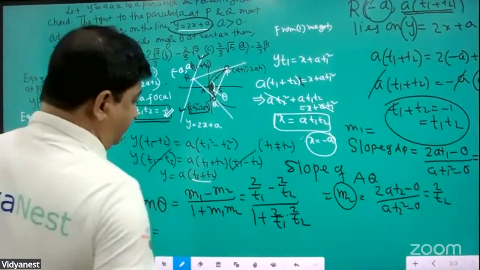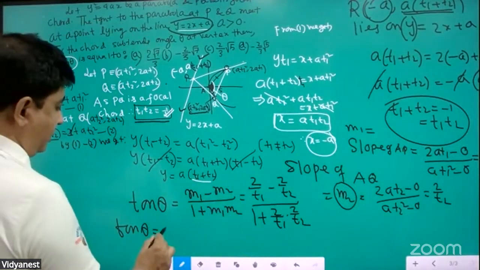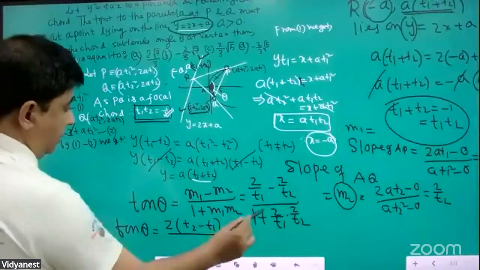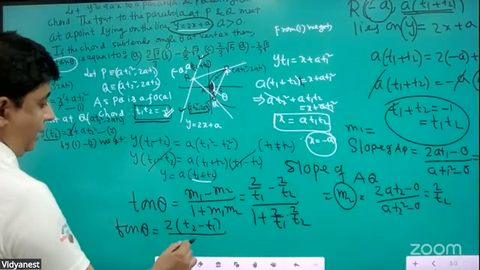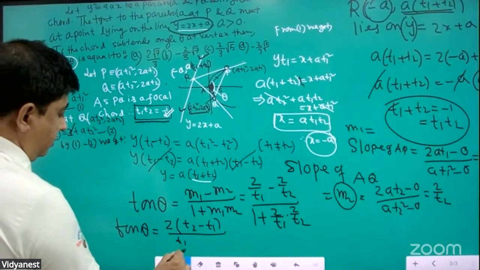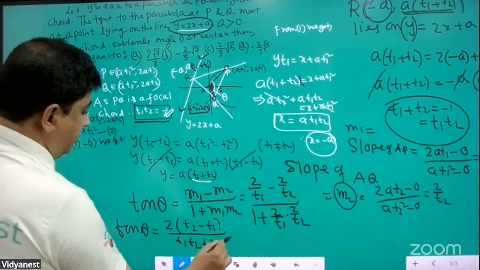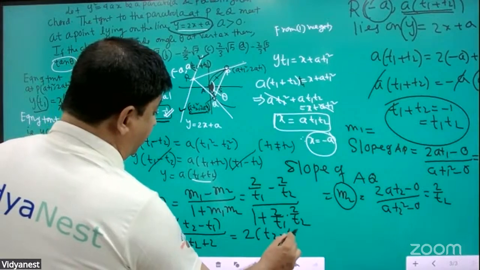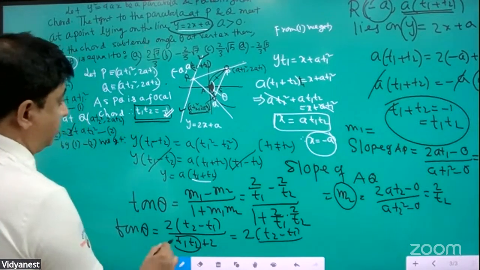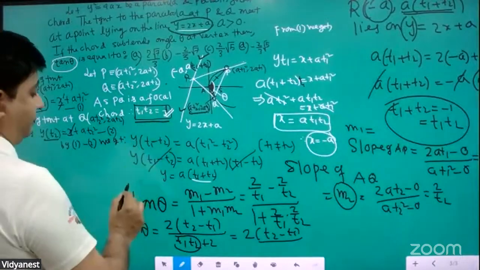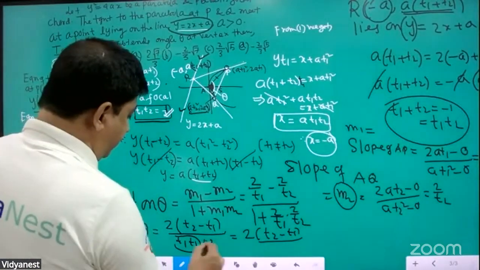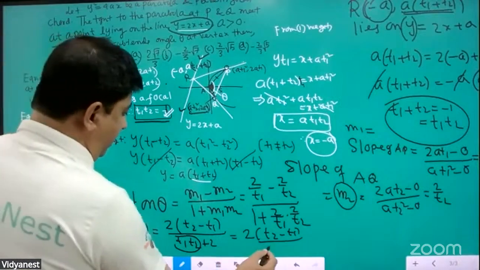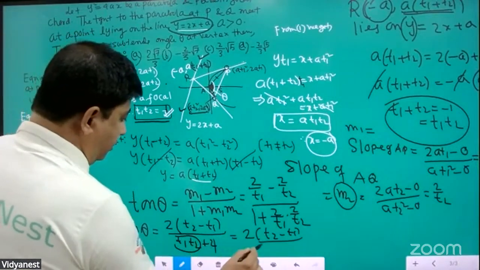Take the LCM. You will get 2(t2 minus t1) by t1 t2, the LCM will get cancelled, over t1 t2 plus 4. t1 t2 was what? Minus 1. Put it there: t1 t2 minus 1. So it will be 4 by 3.